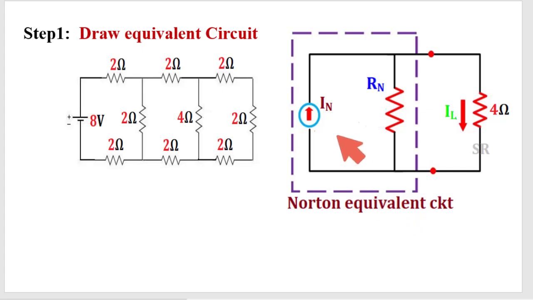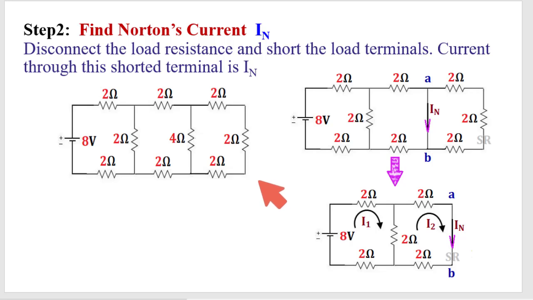Now we need to find the Norton current and Norton resistance. To find the Norton current, the load resistance should be shorted. So this 4 ohm should be shorted, and all the rest of the circuit stays the same. See here, this is the circuit to find the Norton current.